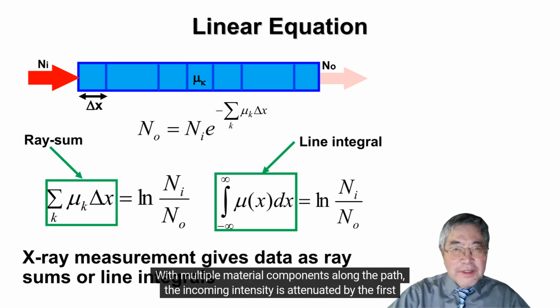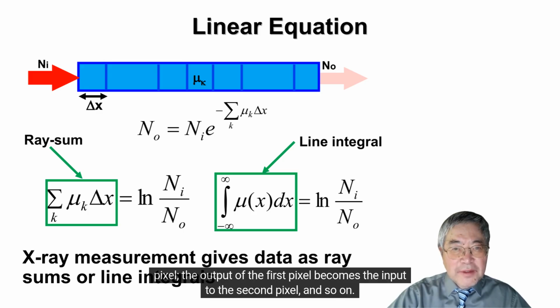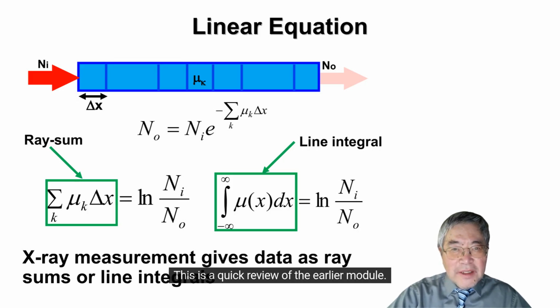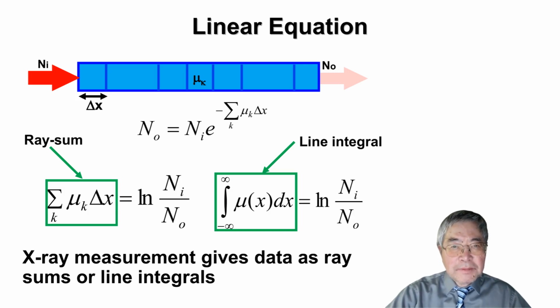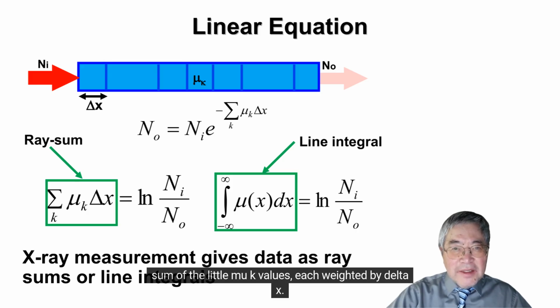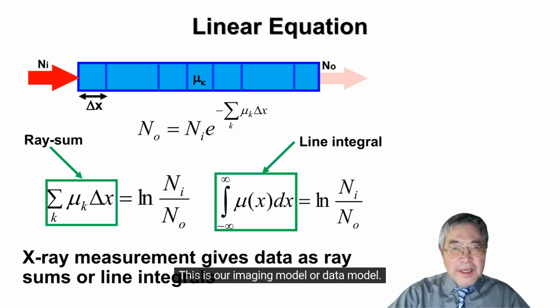With multiple material components along the path, the incoming intensity is attenuated by the first pixel. The output of the first pixel becomes the input to the second pixel, and so on. Adding these effects together gives the standard relationship. This is a quick review of the earlier module. The attenuated output equals the input multiplied by an exponential factor whose exponent is the negative sum of the little mu k values, each weighted by delta x. This is our imaging model or data model.